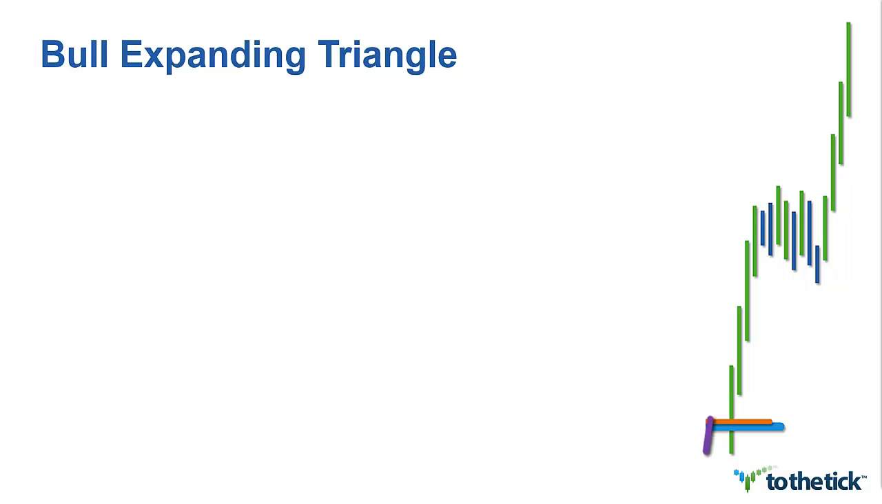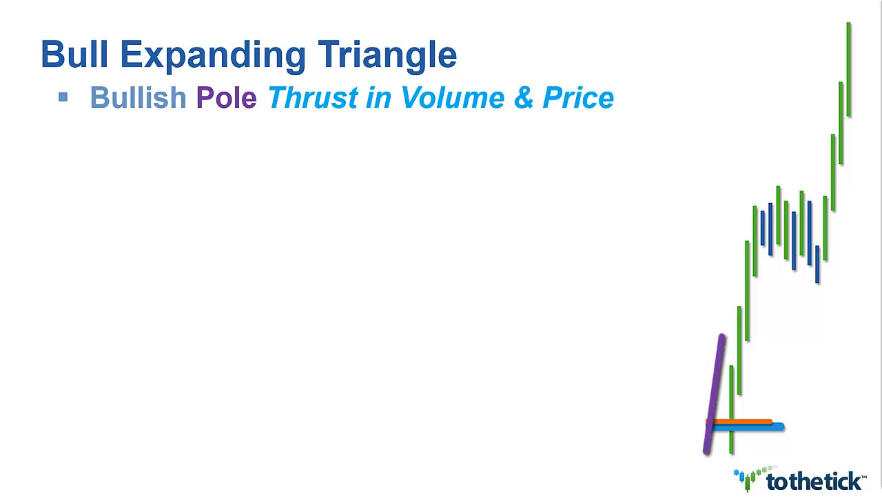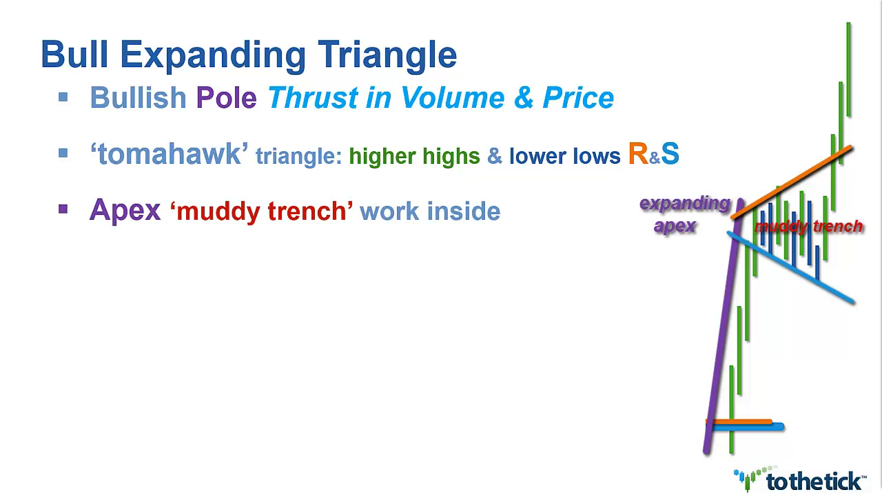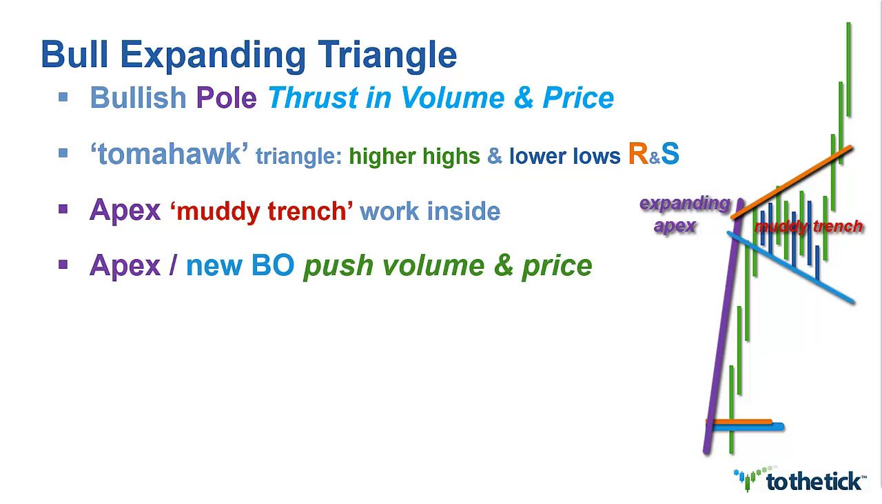Okay? So in conclusion, let's go through this very quickly. The bullish pole is the most important thing for you to really recognize. That thrust and volume and price that establishes that pole really sets up what you've got left in a continuation pattern. The Tomahawk triangle, higher highs and lower lows so that it's expanding that apex on your support and resistance line. That muddy trench, work that inside numbers if you have room for your trades. You can work that muddy trench, but be on one side or the other until you've got clear established lines.